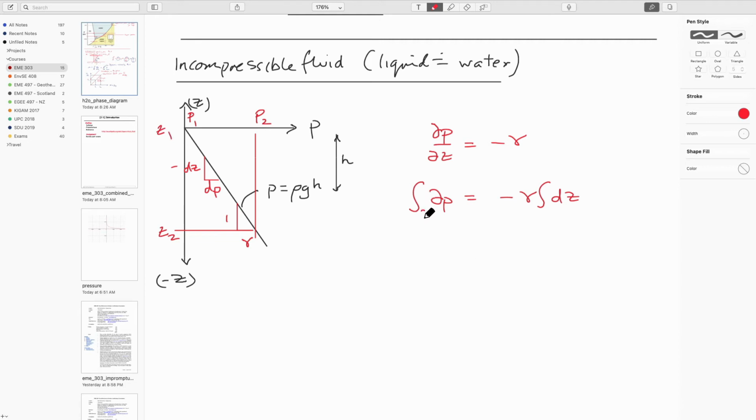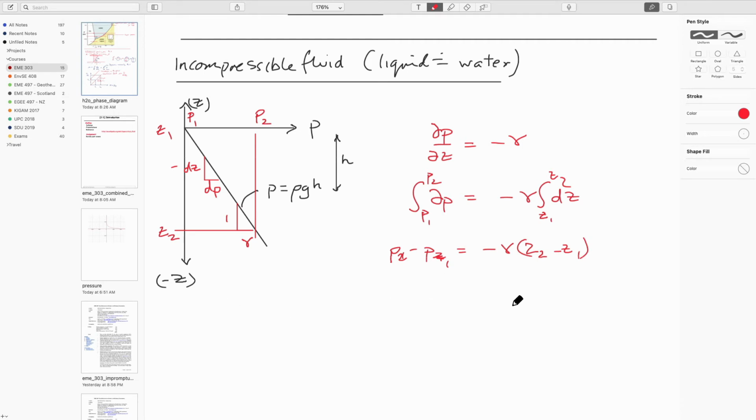So this would be P, right? P1, P2, Z1, Z2, and you know what that looks like. You end up with P1 minus P2 equals minus unit weight, it'd be the other way around, right? Z2 minus Z1. I guess you can do it either way. Z2 minus Z1.